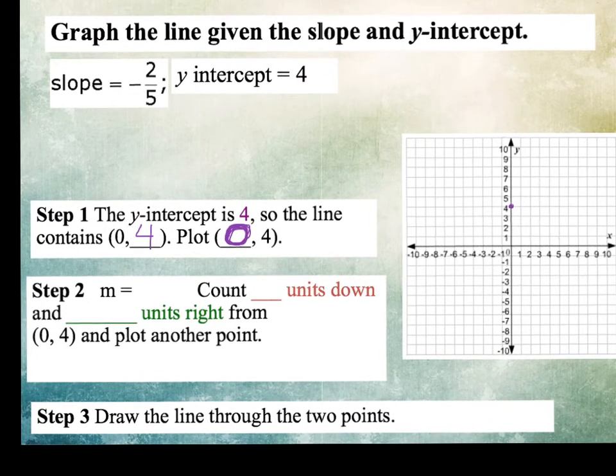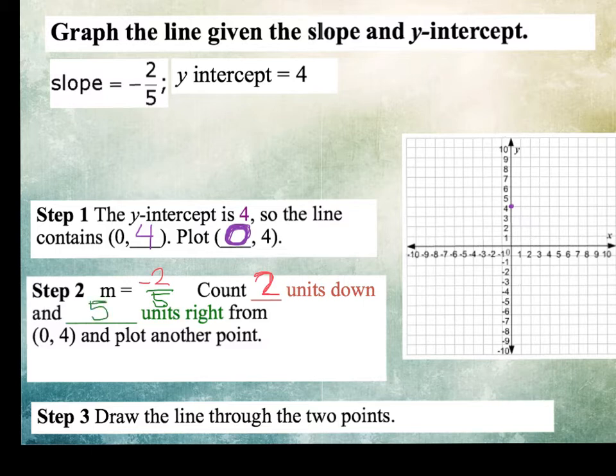Step 2, m equals, well, what is m? Well, if you remember from previous examples, m is the slope. In our case, our slope is -2/5. Since that is our slope, we are going to count 2 units down. Why are we going 2 units down? 2 units down, and we're going to go 5 units to the right.